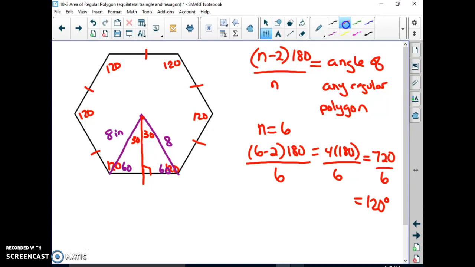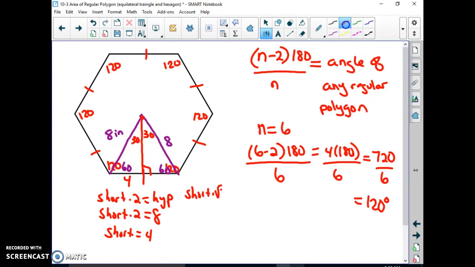So remember, the short leg times 2 equals your hypotenuse. So in this case, short times 2 equals 8, so my short leg is 4. That makes my segment right here 4 units. And my short times square root of 3 equals long. So 4 times square root of 3 equals long, so that makes my apothem 4 radical 3.